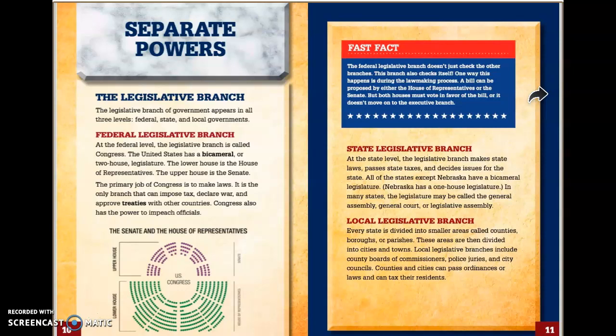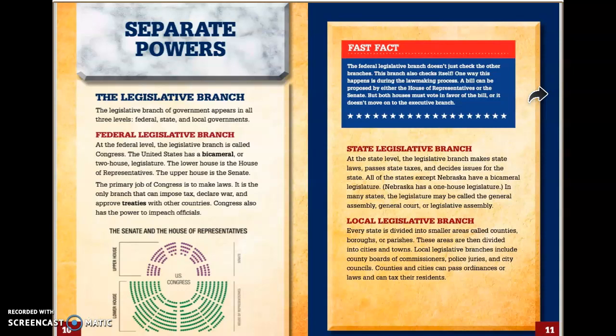The primary job of Congress is to make laws. It is the only branch that can impose tax, declare war, and approve treaties with other countries. Congress also has the power to impeach officials.